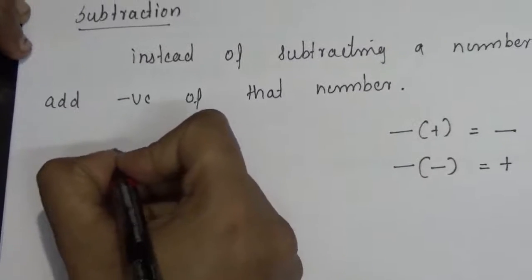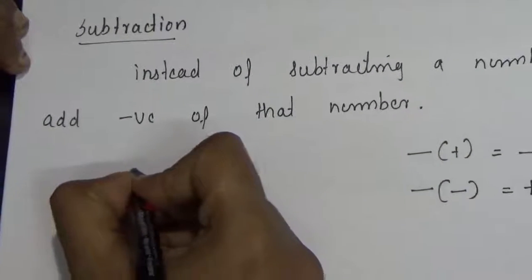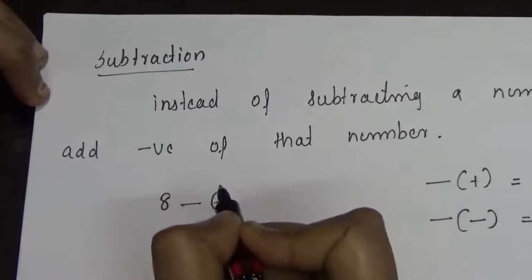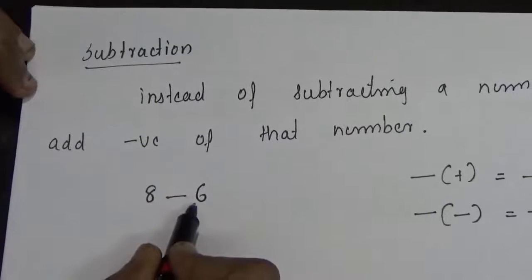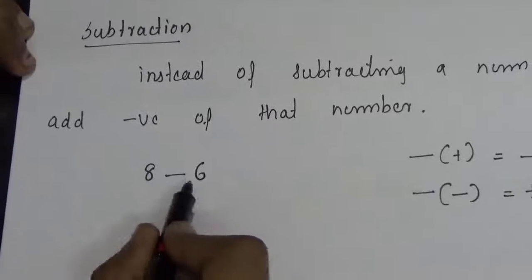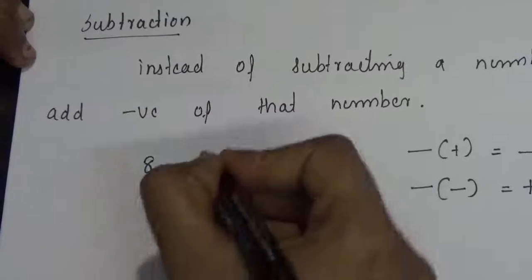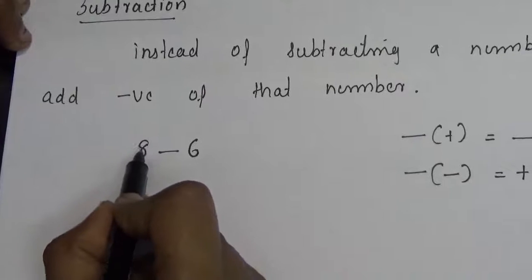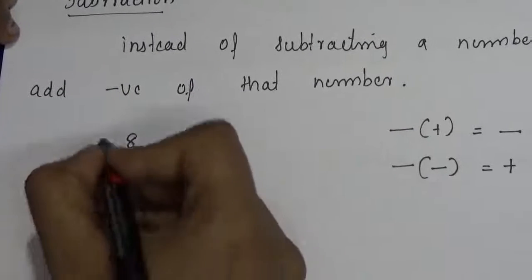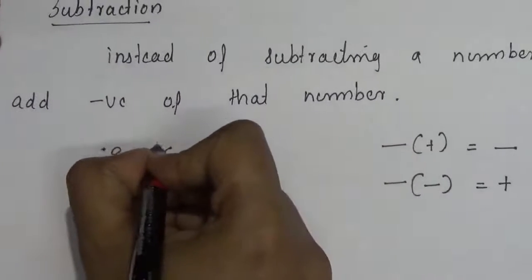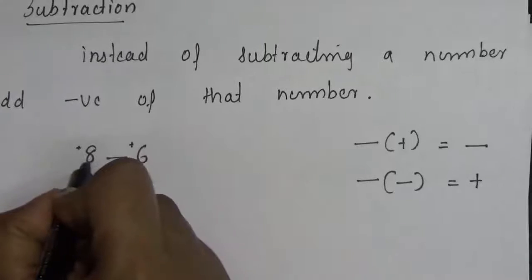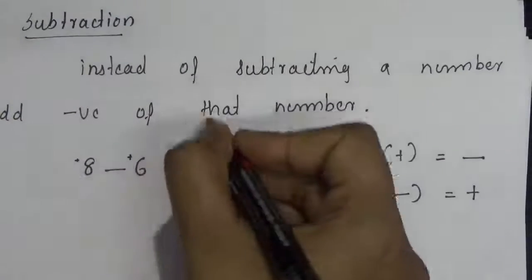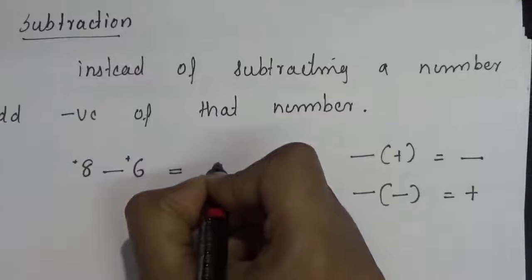Suppose we need to subtract the numbers 8 minus 6. Actually here we are subtracting a positive number from a positive number. It's just normal subtraction. Okay, so here let's use this rule. We have 8 is a positive number, 6 is a positive number. We are subtracting a positive number from another positive number. So in that case the rule says to subtract a number.